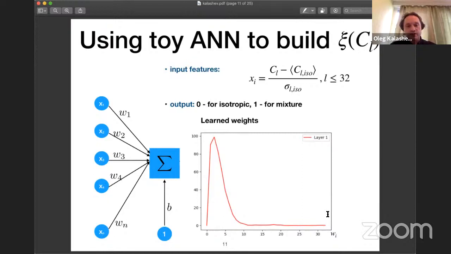However, in this case, we can interpret the weights of the classifier. If we plot the weights, we see that the maximal weights are for L between 3 and 5. So this is a very nice example where the output of the neural network training can be easily interpreted. However, we want to get more powerful models, more powerful discrimination.